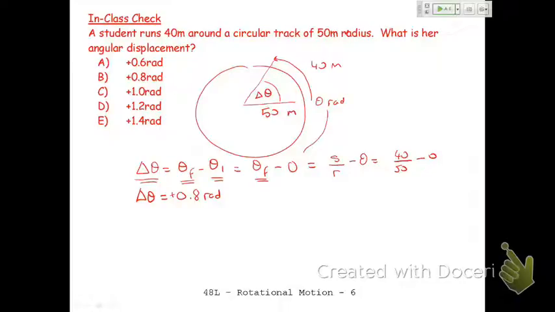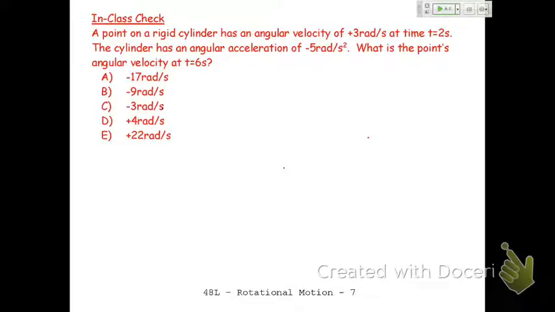Okay, not so bad. A point in a rigid cylinder has an angular velocity of that at a time given by that, and the cylinder has an angular acceleration of that. What is the point's angular velocity at that? So that's a classic kinematics equation. Let's have a look. Can you have a go at that, please?